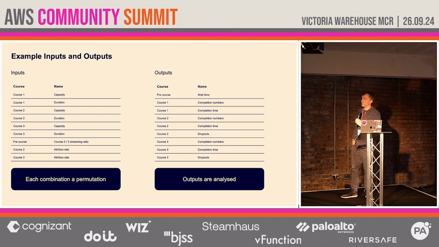So I've just drawn them up here. On the left-hand side, we've got our inputs that we've shown there, and essentially each combination of values that you enter into those inputs represents a permutation of the model. So you can run as many permutations as you want and start to see what would happen if we bump the capacity on course 1, how would that impact the rest of the flow. And that's all done by analyzing the outputs that you get from there.